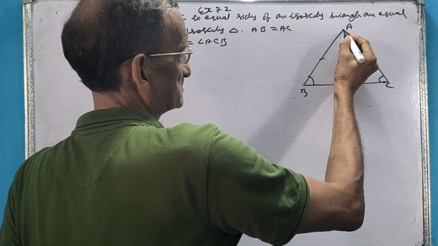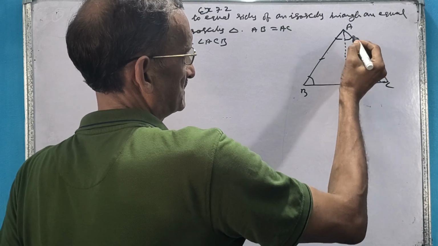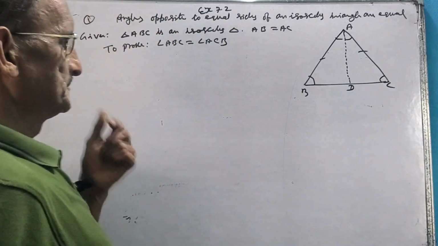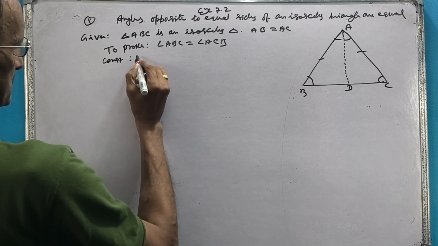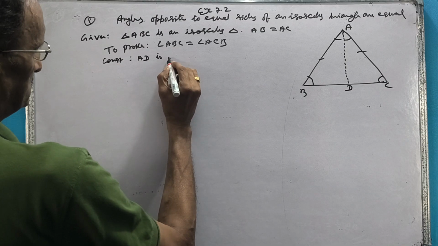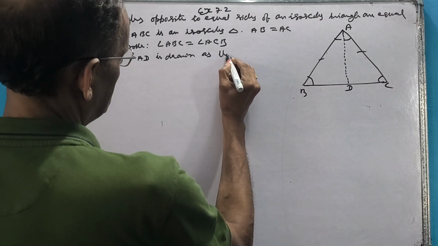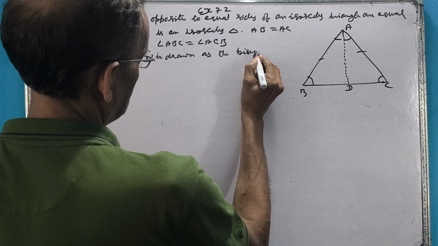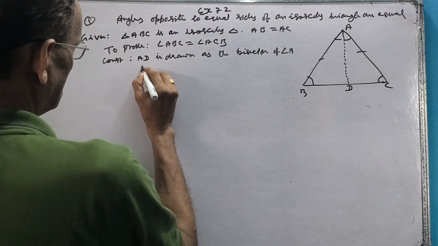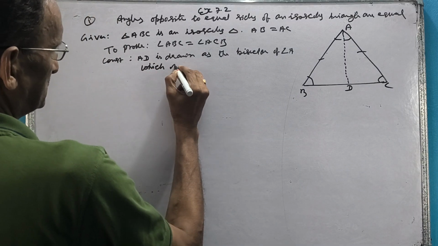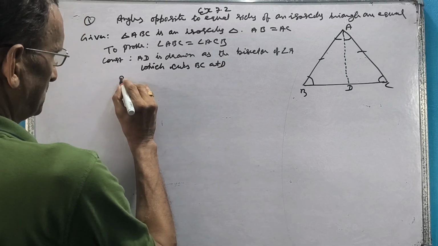So draw the construction. Draw this line AD as the bisector of angle A which cuts BC at D. This is the construction. In the construction, what will you write? AD is drawn as the bisector of angle A which cuts BC at D.